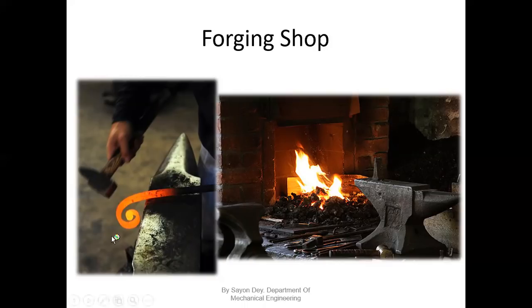On the left hand side, we can see one picture. This is our anvil, this is our entire anvil, and on the anvil this is a metallic rod. This is heated here, and we are hammering to give it another shape. This is the basic of the forging. I'm not going into detail about this forging shop.